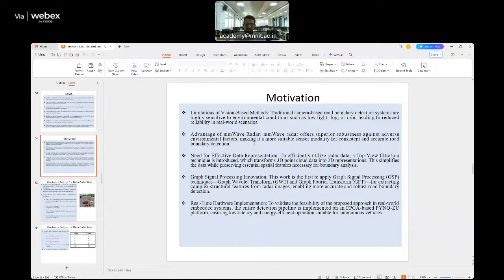There is a need for effective data representation to efficiently utilize radar data. A top view filtration technique is introduced, which transforms 3D point cloud data into a 2D representation. This simplifies the data while preserving essential spatial features necessary for boundary analysis. What is GSP? Do you think we can apply GSP here?